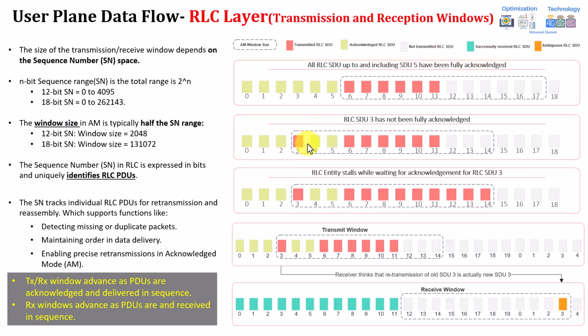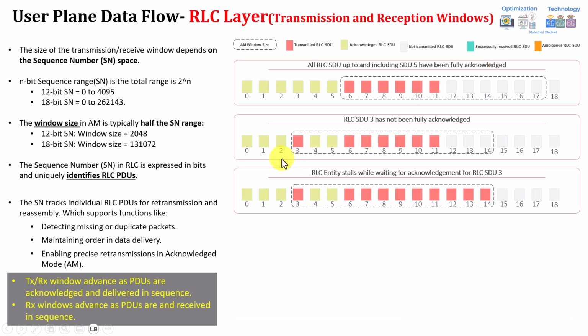You can see here in this figure, on the right side, we have three examples: example number 1, 2, and 3. And these examples have some blocks inside. As you can see from the color code here, the red one says that this RLC is being transmitted. The green one says that this one was acknowledged, and this one means it's not transmitted yet, and this means it's free. There is nothing else happening here yet, and this one means successfully received by the receiver, and this means there are ambiguous RLCs.